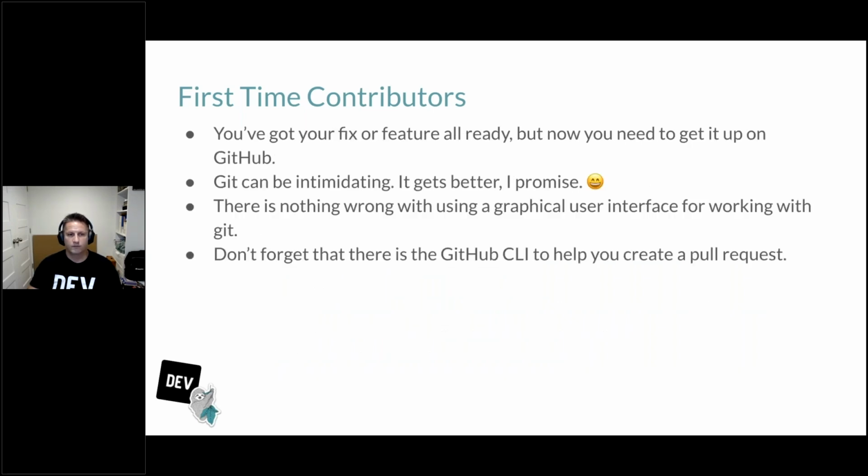You've got your fix or feature all ready, but now you need to get it up on GitHub. Git can be intimidating. It gets better, I promise. There's nothing wrong with using a graphical user interface for working with Git. And don't forget that there's the GitHub CLI to help you create that pull request. Getting the work done might seem like the easy part if you are new to Git and GitHub. It takes a little while getting used to source control tools. Remember, don't forget to ask for help. A maintainer or even a friend or coworker can probably help you out with your Git woes.